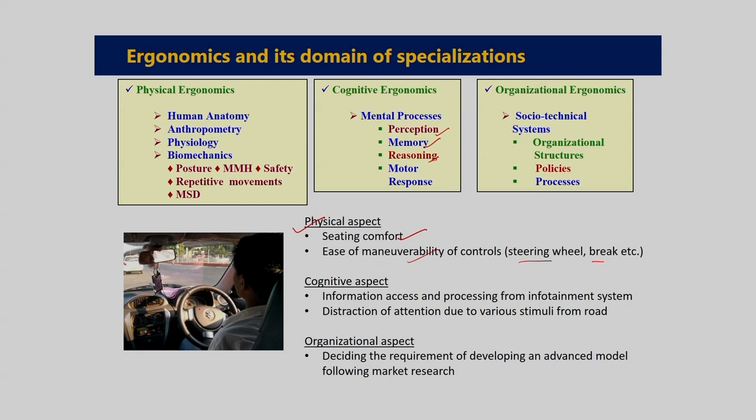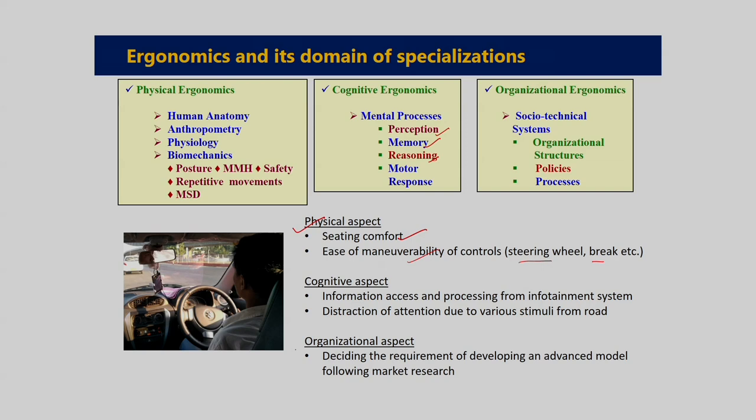We discussed how various information from the road or from inside the vehicle, through various sensory channels, our sense organs, we are perceiving, and accordingly we are interacting or driving the vehicle. So, information access and processing from the infotainment system or from, say, the speedometer. The driver receives that information, perceives it, and accordingly performs some muscular activity to control various operations or navigate the vehicle. Now, the third area is organizational ergonomics.